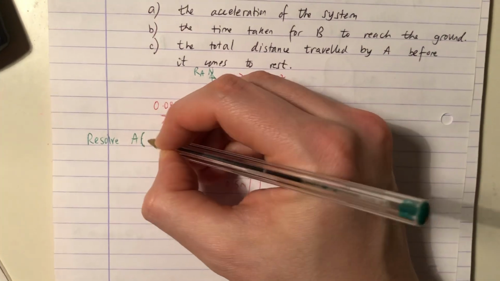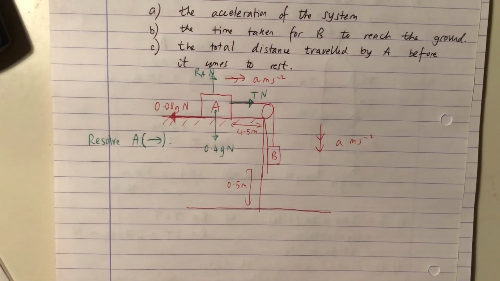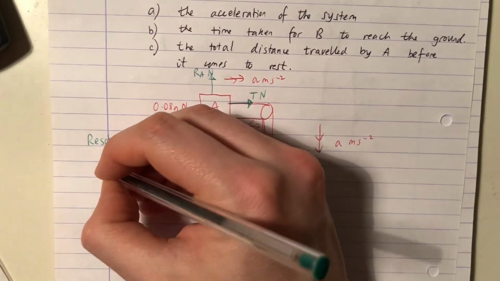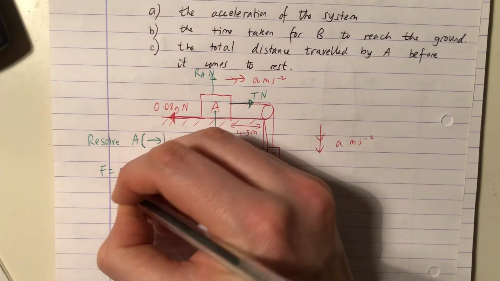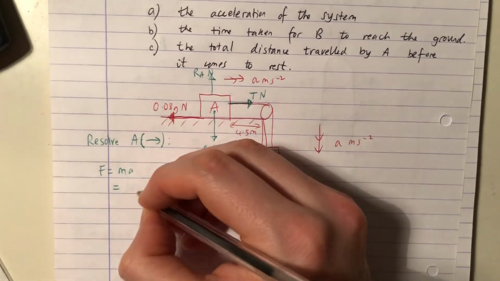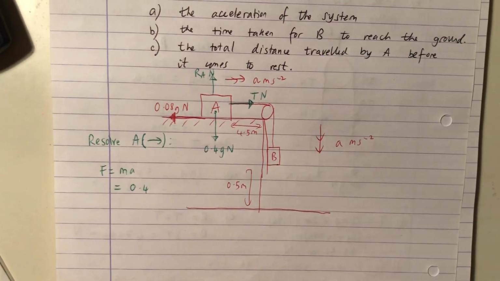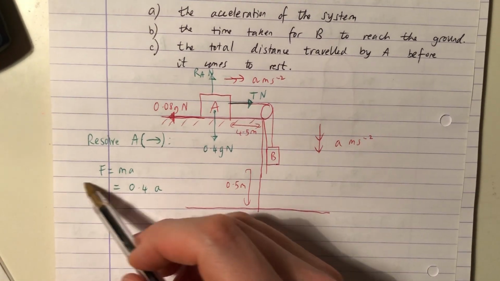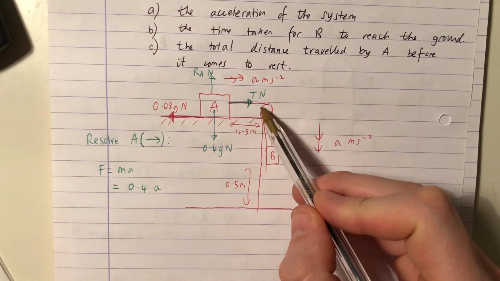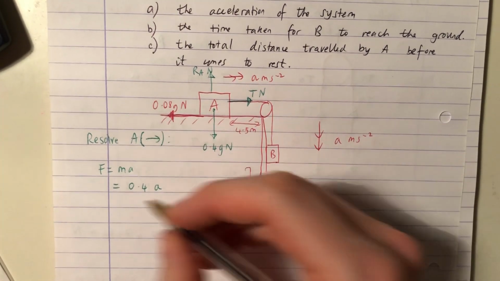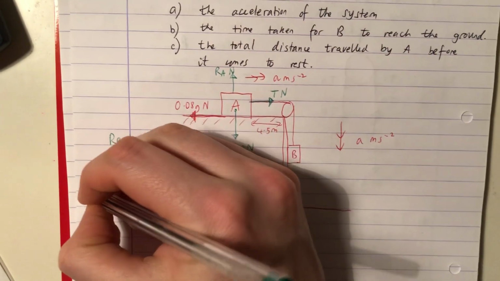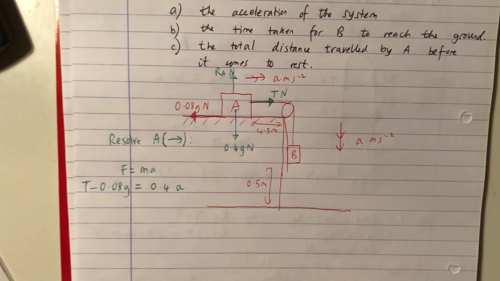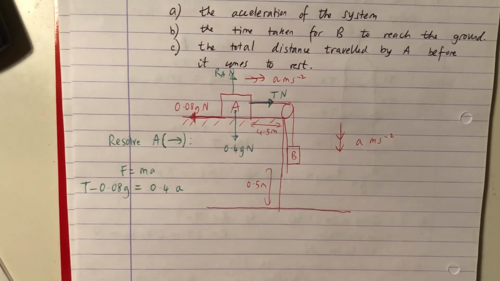So I'm going to resolve horizontally. In this horizontal direction, it is accelerating. So F equals ma. The mass of the object is 0.4. The acceleration of the object is A. And now we have to work out the resultant force. Forces going with the motion, subtract the forces going against it. T subtract 0.08 G, and you've got one equation with two unknowns.